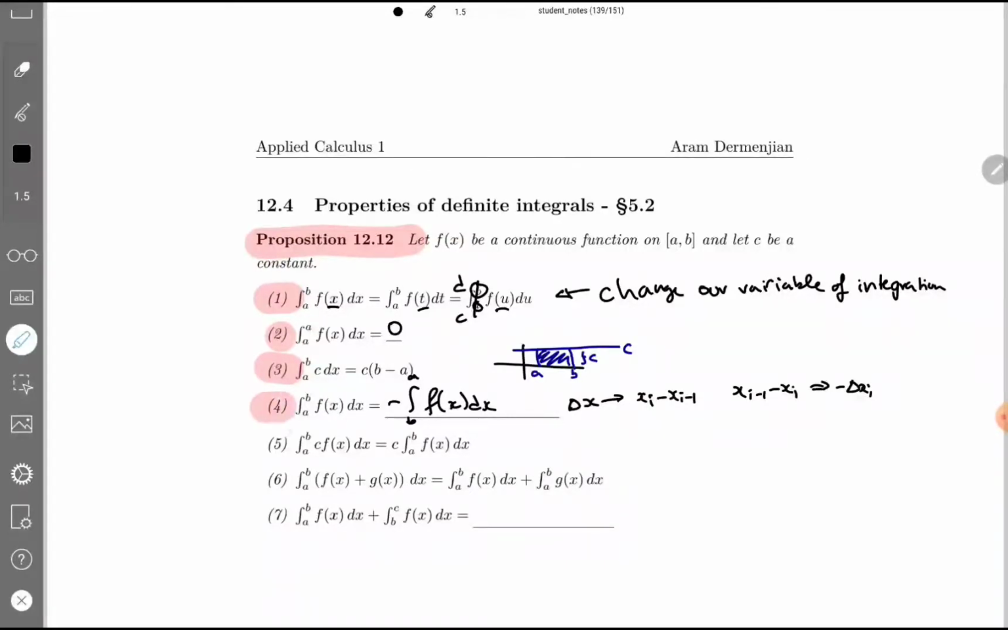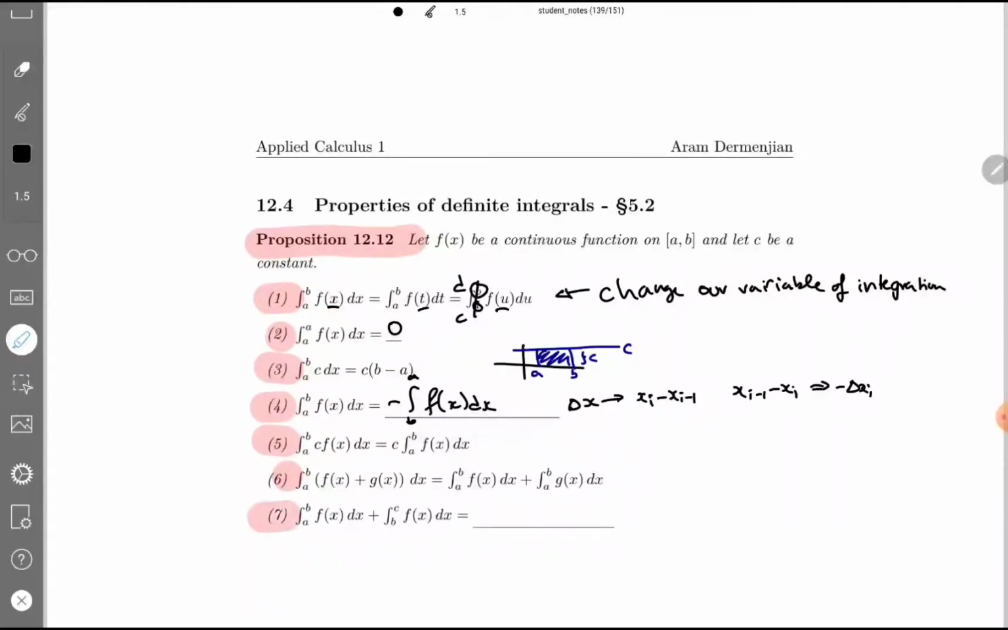Some other things: if I have a constant, I can just pull it out. That doesn't change anything. If I have addition, I can just split them, just like we've done with everything else. Derivatives, limits, summations, we can always split them.